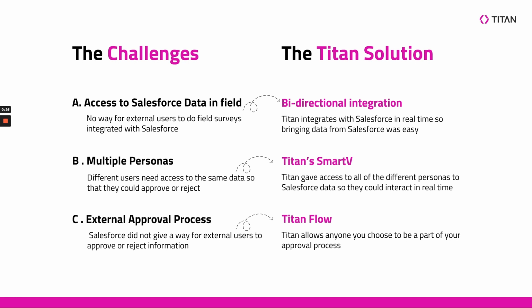And what Titan did was allow them to integrate with Salesforce in real time, so they can bring the data from Salesforce, interact with it, and send it back without any issues. The next thing is that they have multiple personas. So different users needed access to the same data, but they needed different ways to interact with the data based on who they were. So SmartV, along with Access Control, gave them the ability to have different personas that would log into these forms, but have different opportunities for interacting with the data within the forms, as we'll see in a moment.